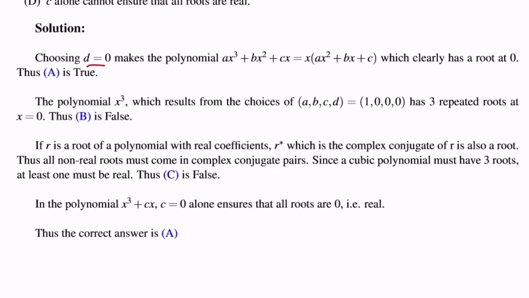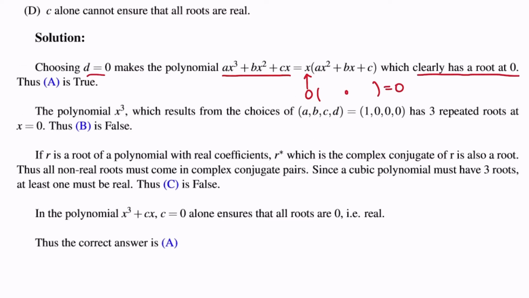If d equal to 0, the polynomial becomes ax cube plus bx square plus cx, from which x can be taken out. So now if I were to substitute x equal to 0, then it would be 0 times something, which is equal to 0. Clearly, x equal to 0 brings the polynomial to 0, which means the polynomial has a root at 0. Thus, option A is true.